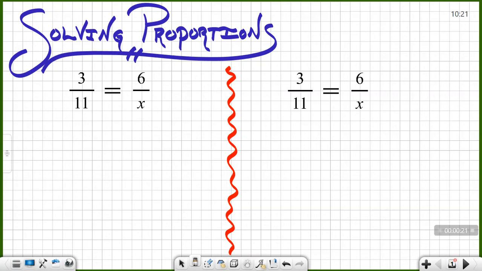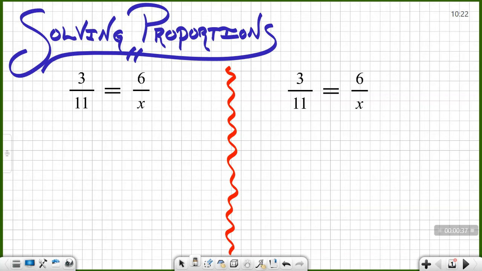All right. As we look at solving proportions, you can see I've got the exact same problem here because there's often two ways to go about solving a proportion. And either way is fine. Some students see one way easier than the other. I'm going to start off with something that you're probably familiar with called cross multiplication.